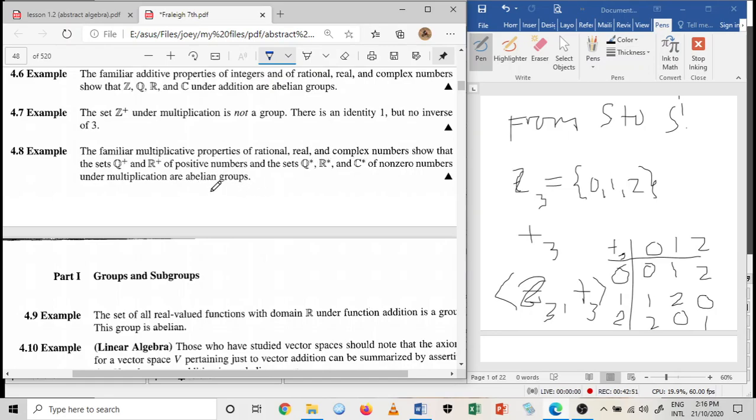Then each element has its inverse. For example, 2 has the inverse 1/2 in Q plus. It also has an inverse in R plus. The same is true for this. Every element has its own multiplicative inverse in all these sets. So all of these constitute an abelian group under multiplication.